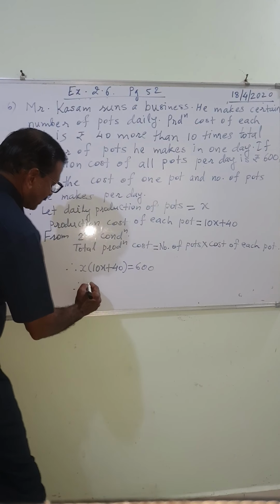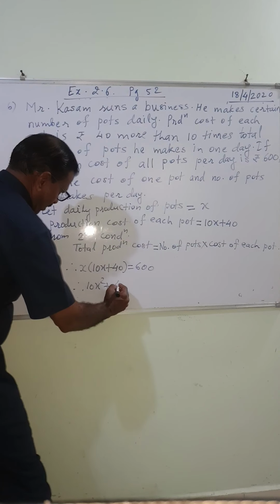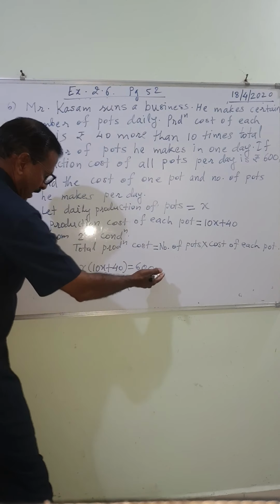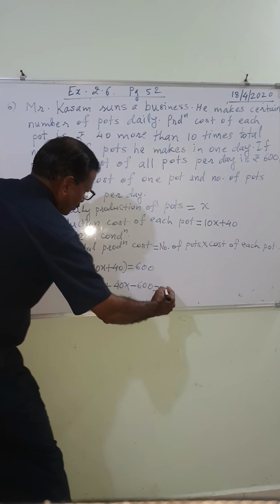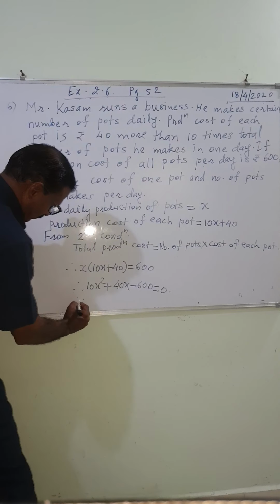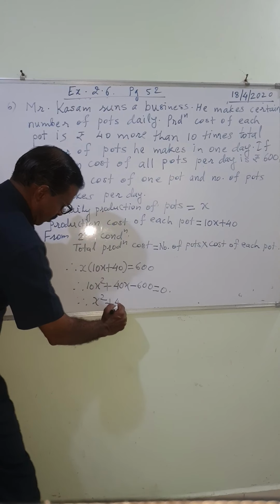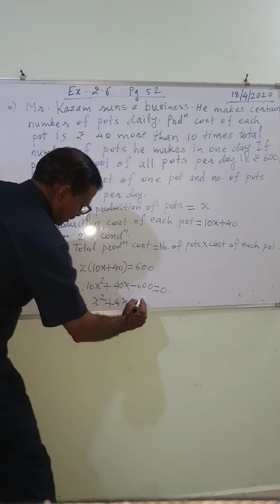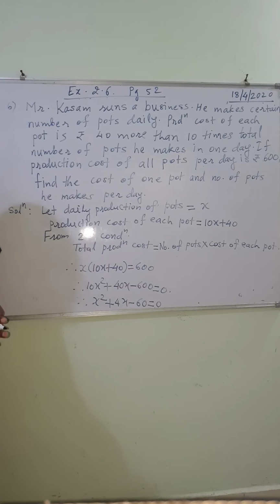Therefore, 10x into x is 10x square plus x into 40, 40x, and bring this 600 here, minus 600 is equal to 0. We can divide by 10. Therefore, x square plus 4x minus 60 is equal to 0. Now I don't have the place, so I will drop this and continue the sum.